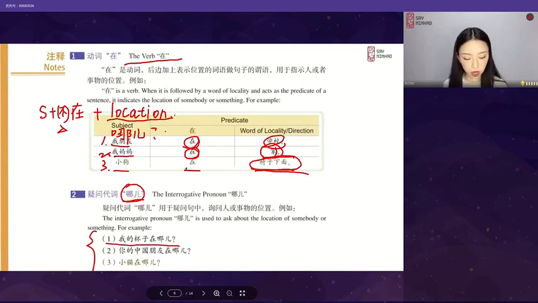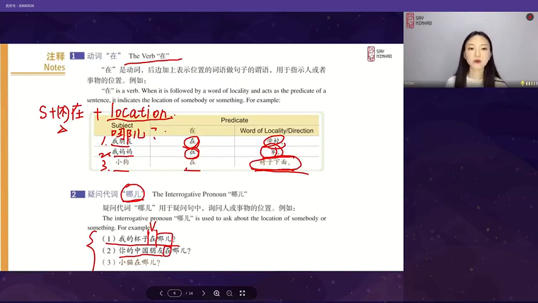First question is, 我的杯子在哪? So the subject is 我的杯子, right? My cup, my glass. And next is the verb 在. Last is the location, which is where. Okay, so let's see the next example.